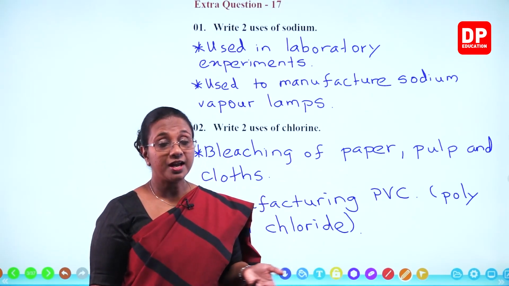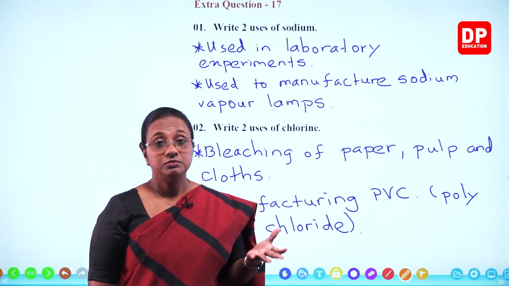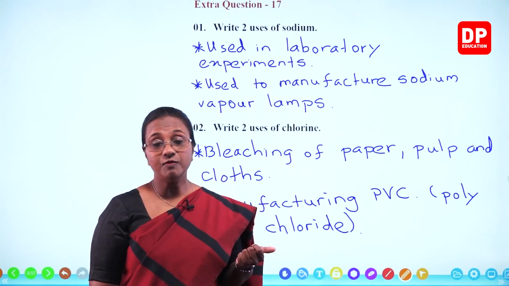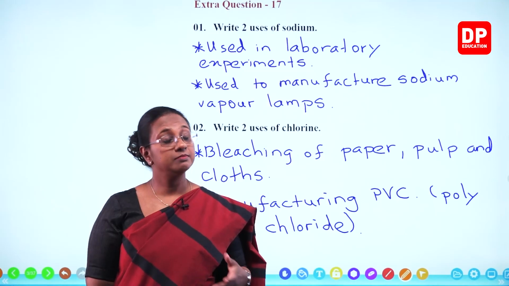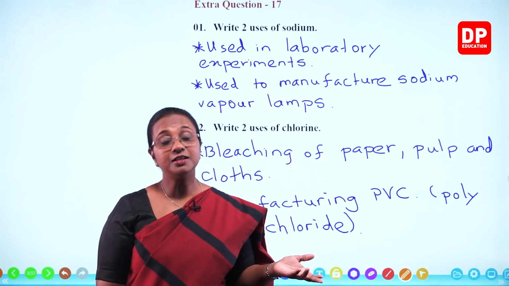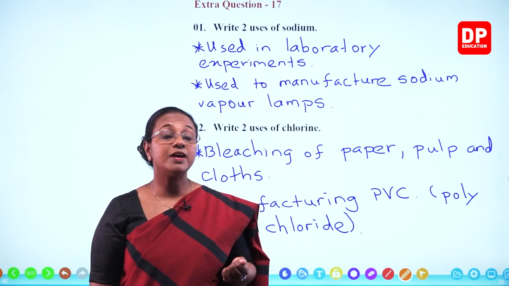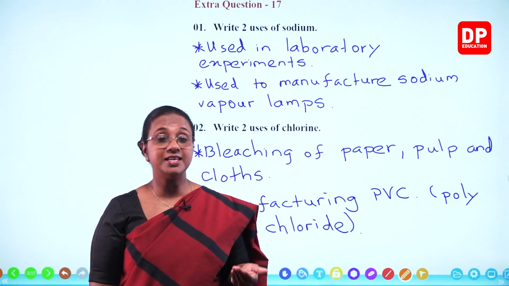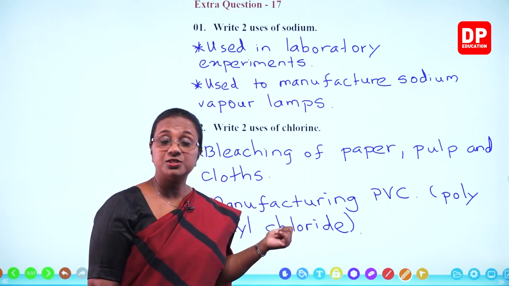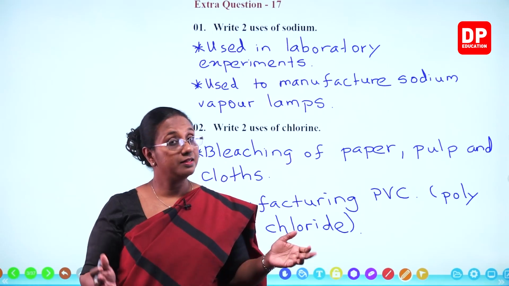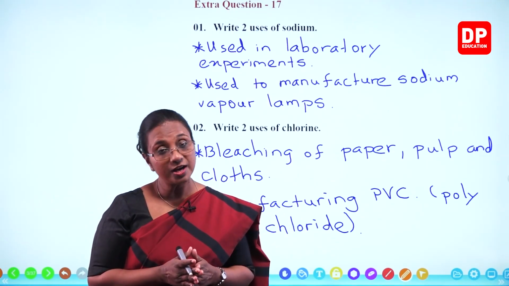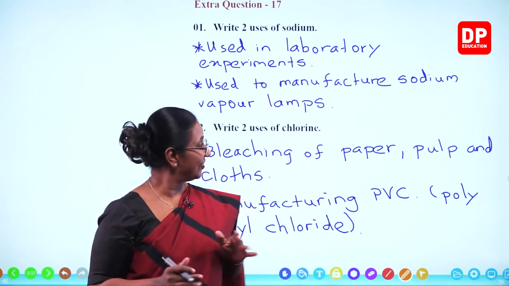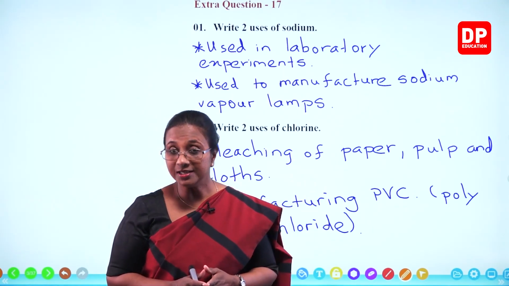You can write cleaning or disinfecting drinking water by destroying bacteria, cleaning of swimming pools. Like that you can write any other use as well. Even the manufacture of hydrochloric acid, HCl. For that also chlorine is used as a raw material. That also can be written here. So any 2 uses of chlorine gas. So with that students, I'll move on to the next question.